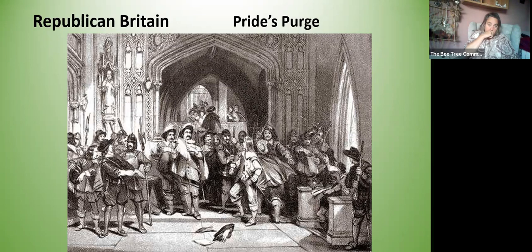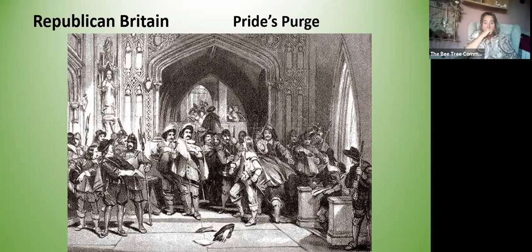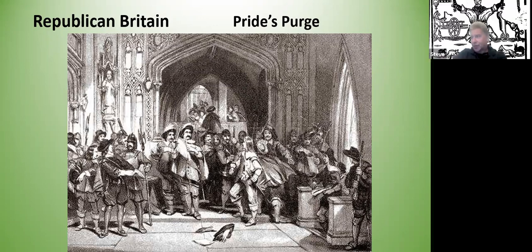By removing the MPs who still favoured a negotiated settlement, the purge effectively cleared the way for the King's trial the following month. Initially, only around 80 MPs sat in the purge Parliament, though their numbers increased after the execution of King Charles and the declaration of the Commonwealth in 1649. The purge Parliament became known as the Rump Parliament.